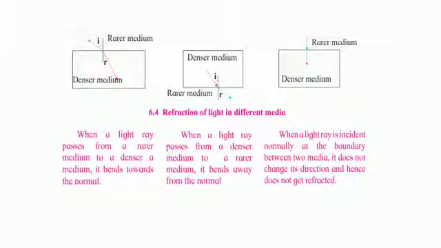This will be true when the ray is going to go from the rarer medium into a denser medium, or it is going from a denser medium into a rarer medium. Thus, when a light ray is incident normally at the boundary between the two media, it does not change its direction, and hence it does not get refracted.